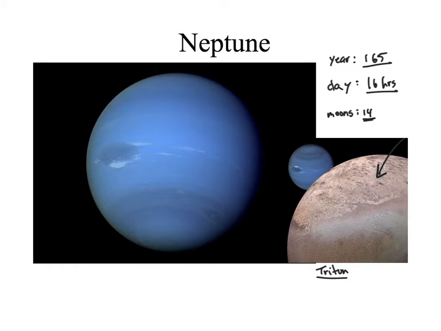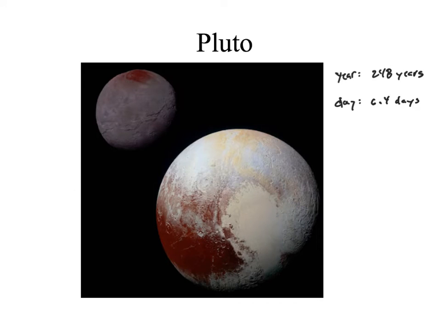Triton is interesting because they think that it is a captured Kuiper Belt object, which means it wasn't formed at the same time as Neptune. Neptune kind of captured it in its orbit, and it'll hold on to it as long as it can. So maybe another 3 billion years, and then Triton might break free. Triton does undergo retrograde motion, and we'll talk about that a little bit later on in the term. Atmospherically, Neptune does have a dark spot here, which is a storm system, much like the red spot we saw in Jupiter.